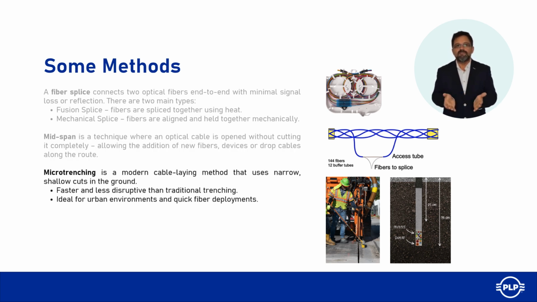Microtrenching is an innovative and efficient method for deploying fiber optic cables. It involves creating narrow, shallow trenches in existing roadways, sidewalks, or other surfaces using specialized machinery. These trenches, typically only a few centimeters wide and deep, are designed to house microducts or cables, which are then covered with durable materials to restore the surface. See photos from the field on this slide.